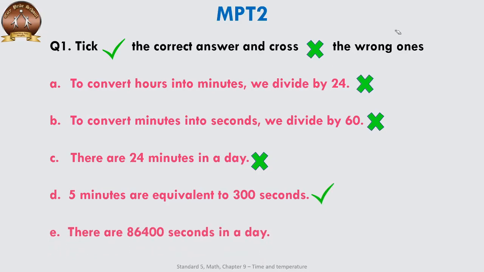The next statement is, there are 86400 seconds in a day. This is true. 1 day is equal to 24 hours, 1 hour is equal to 60 minutes, 1 minute is equal to 60 seconds. Multiply them all and you get the answer as 86,400 seconds in a day. So it is correct.